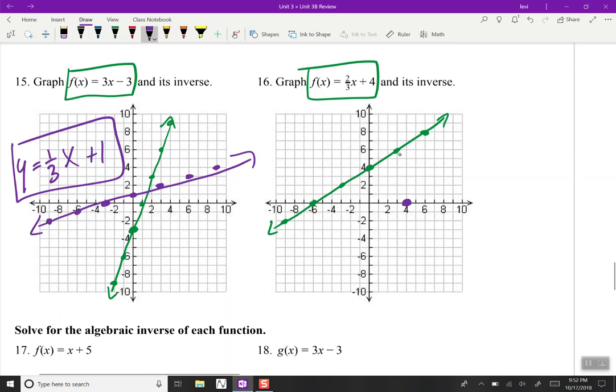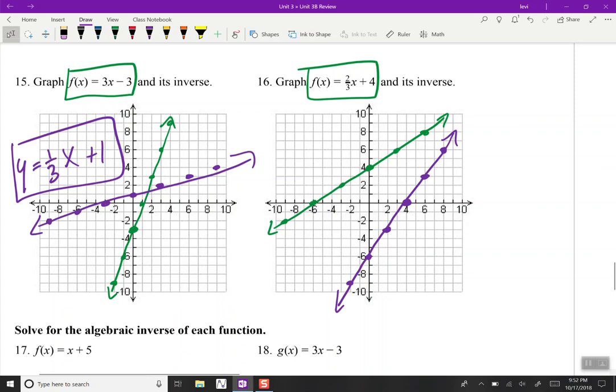This point here is 3, 6, so its inverse would be 6, 3. This point here is 6, 8, so its inverse would be 8, 6. Moving this way, this is negative 3, 2, so it would be 2, negative 3. And we can see what's the slope now. We're going up 3, right 2, right? Up 3, right 2. So down 3, left 2. And here's this line.